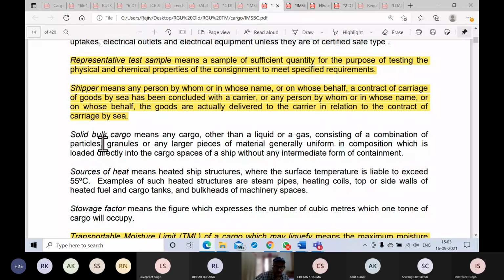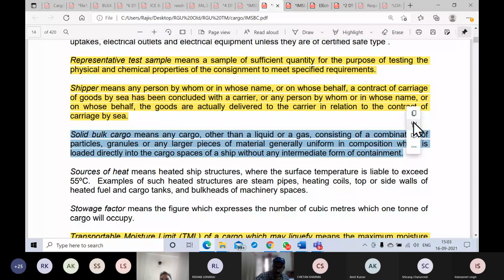Interesting one, solid bulk cargo. What does it mean, solid bulk cargo? Any cargo other than liquid or gas, which consists of granules or large pieces of material, generally uniform in composition. This is important. Generally uniform in composition, which is loaded directly into the cargo space without any intermediate form of containment. Definition of solid bulk cargo. More importantly, to recognize and make a point, it is loaded directly into the cargo spaces of a ship without any intermediate form of containment.